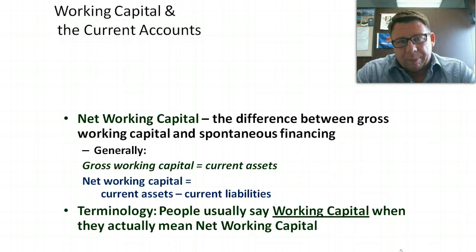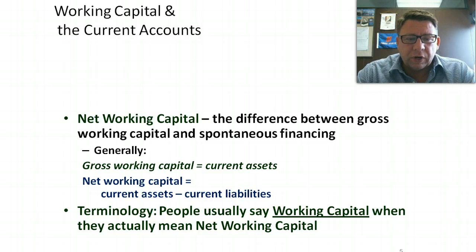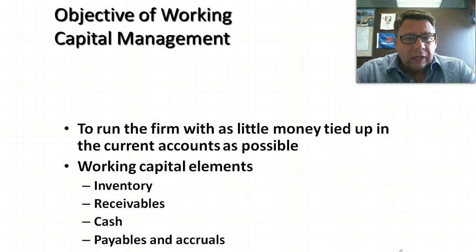So net working capital, then, is the difference between the gross working capital and the spontaneous financing. Gross working capital is generally our current assets, and our net working capital is our current assets minus our current liabilities. And that is really the definition. If you've done anything with working capital before, we've always defined it as current assets minus current liabilities. So if you ever hear people talk about working capital, what they're really referring to is net working capital, which again is the difference between the two.